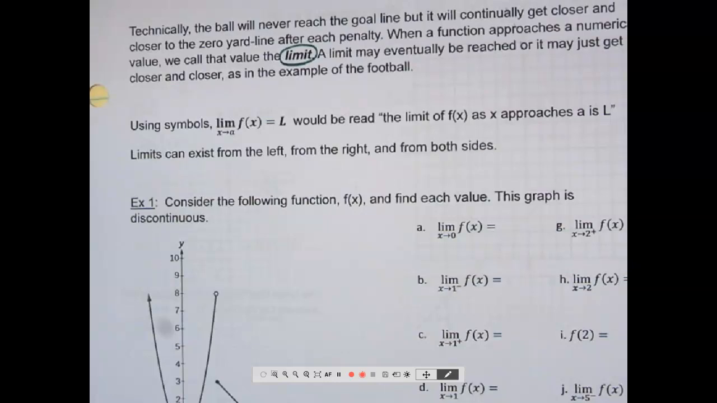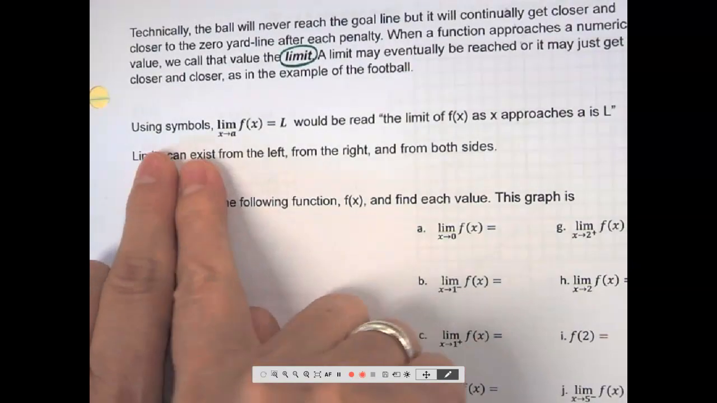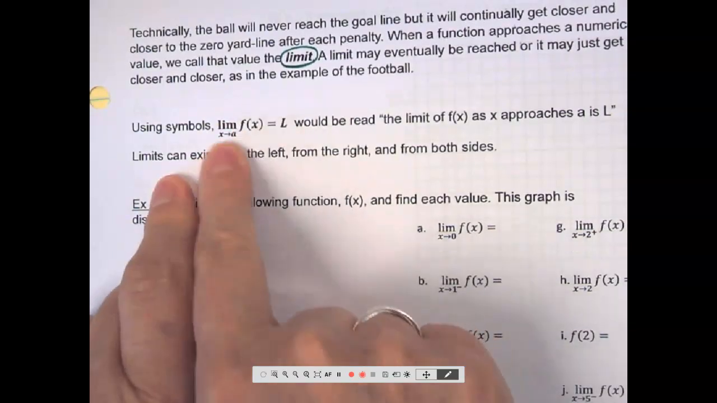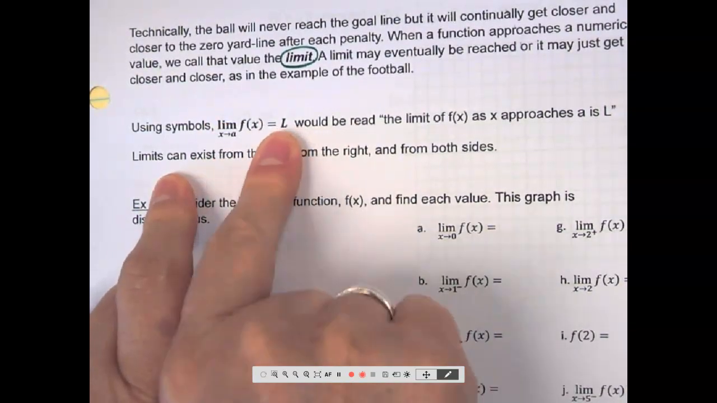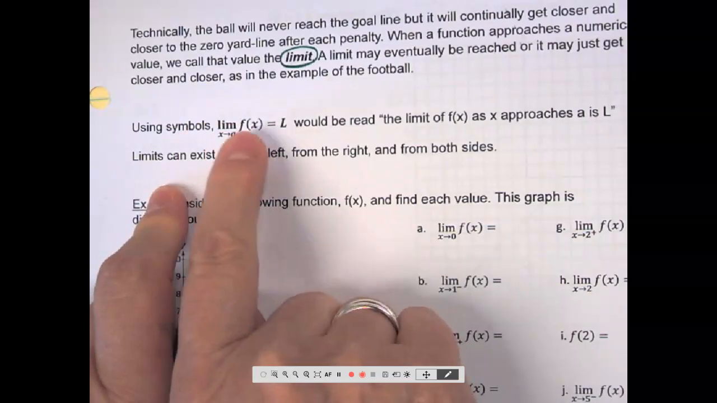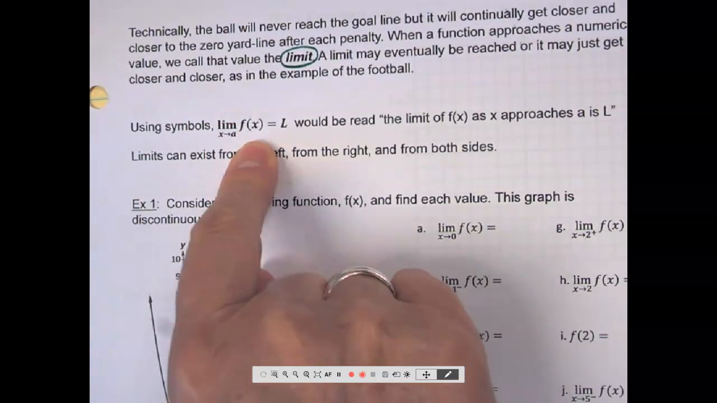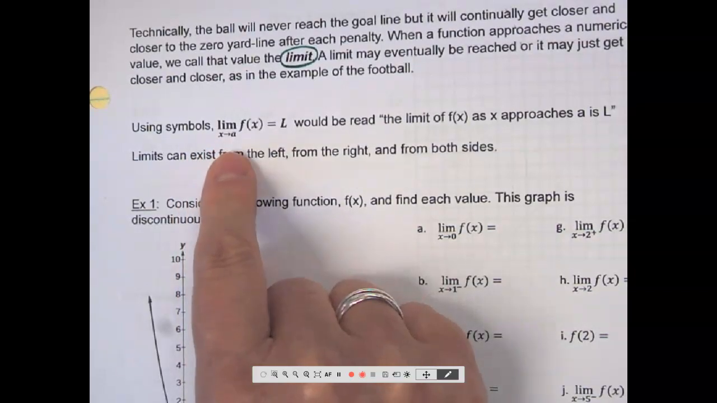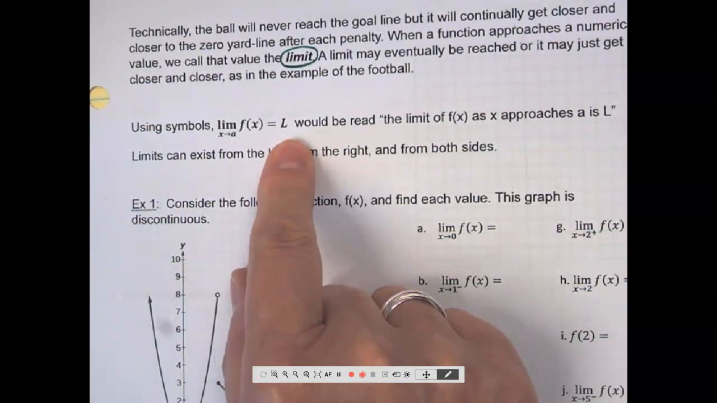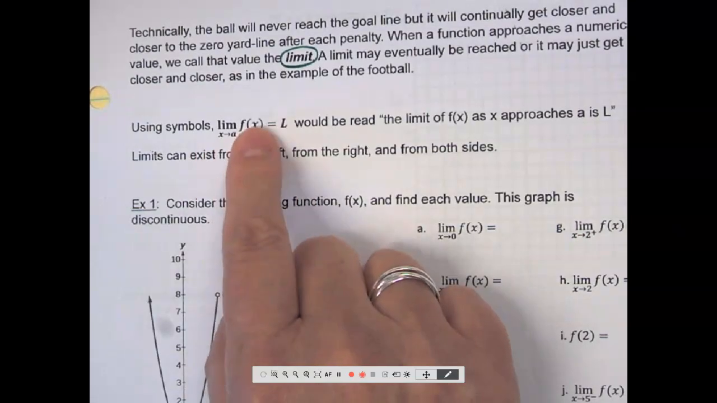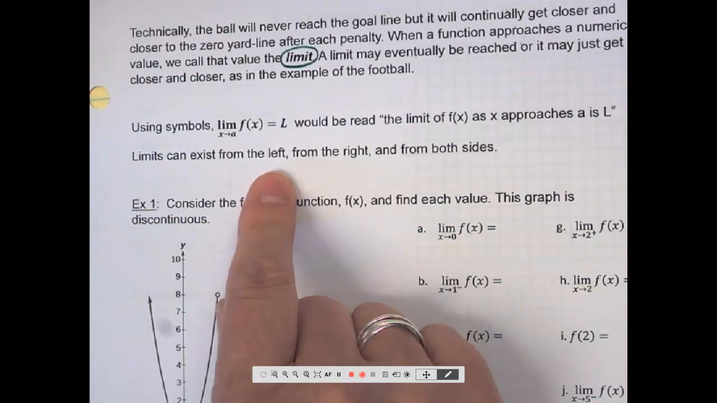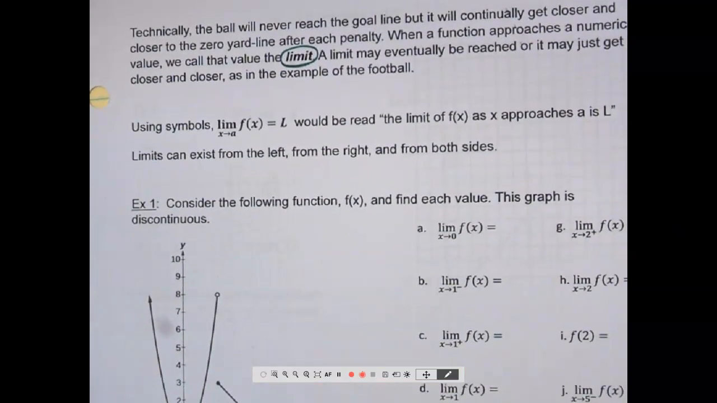In math we love symbols. Instead of writing things out, we like to condense it and use symbols. So here is such an example. Using symbols, this sentence would be read: the limit of f of x, which is a function or an equation, as x approaches a equals L. Limits can exist from the left, from the right, and from both sides.